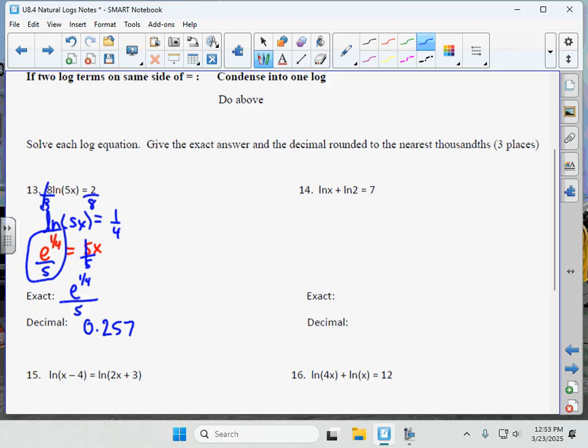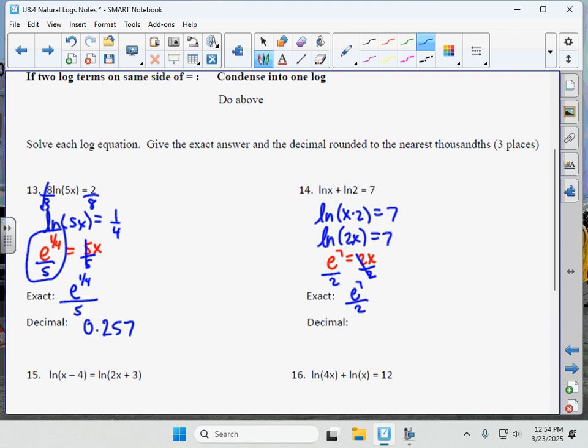All right, number 14. We have 2 logs on the same side, so we're going to condense. And so addition condenses to multiplication. That's x times 2 equals 7, or 2x, ln 2x equals 7. We have one log in the problem, so we're going to go to exponential. Again, ln has a base e, so it's e to the 7th equals 2x. Again, we're trying to get x by itself, so we divide by 2 here, and so e to the 7th over 2. E to the 7th over 2, that's the exact answer.